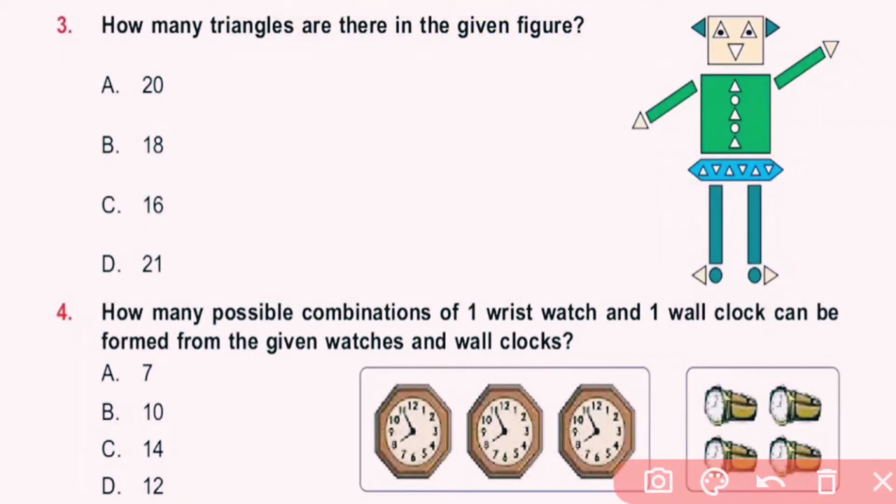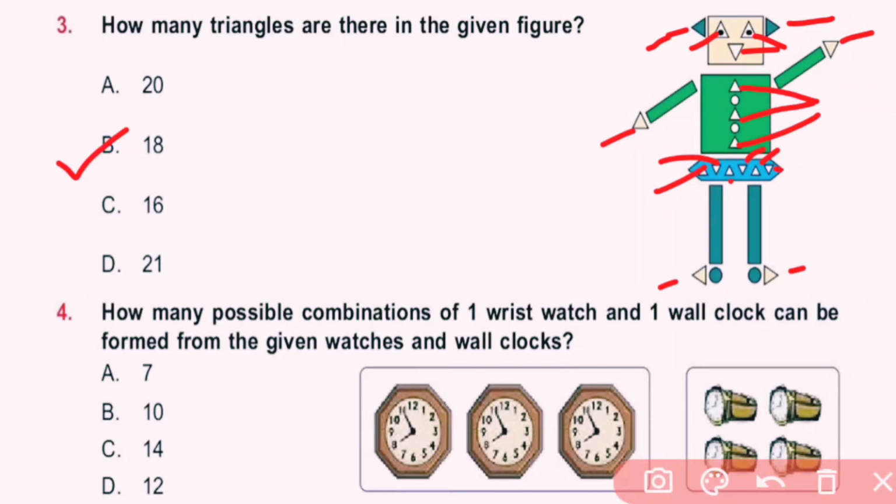Question number 3. How many triangles are there in a given figure? Let's calculate the triangles. This is 1, 2, then inside 3, 4, 5, 6, 7, 8, 9, 10, 11, 12, 13, 14, 15 and 16 and 17 and 18. There are 18 triangles. So B is the correct answer.